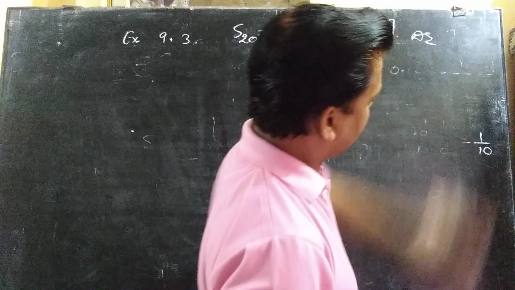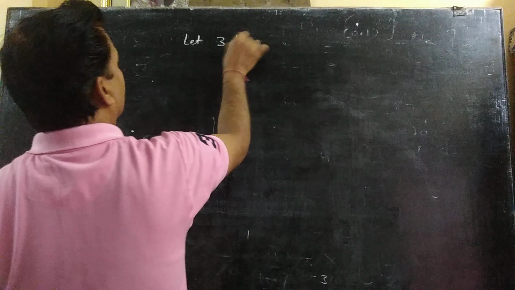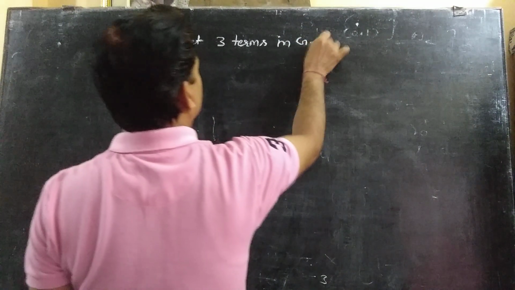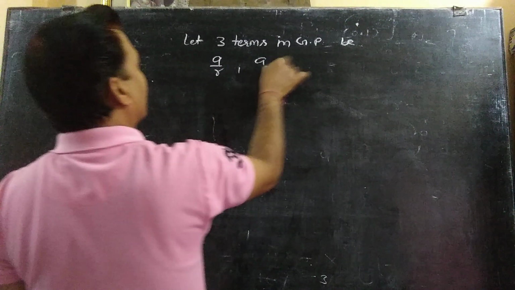Now we are talking about the next problem, and that is our 12th problem. In a GP, the sum of 3 terms is 39 upon 10 and their product is 1. Let the 3 terms in GP be A by R, A and AR.